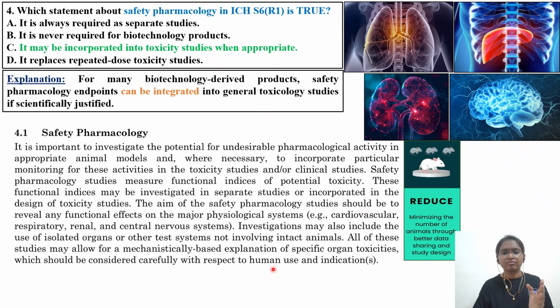So see, this is the important point you have to remember: where necessary, incorporate particular monitoring for these activities in the toxicity studies and in the clinical studies. With respect to potential or undesirable pharmacological activity in appropriate models, where necessary include it in the general repeat dose toxicology studies only. Pause here, try to read it. You should also read safety pharmacology in the addendum section of the guideline.